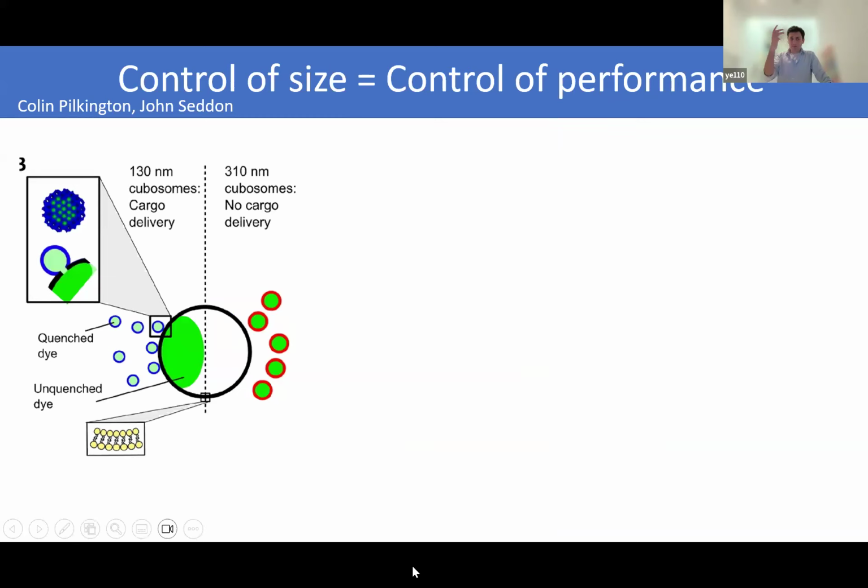So here's an assay that we run, very typical of the lab. We have these compartments with fluorescent cargoes inside. It can be DNA. It can be, in this case, actually just a fluorescent dye. And we basically measure how fusogenic they are, the ability of these particles to fuse with other membranes. So here we have a synthetic cell membrane, this black membrane, a micron scale compartment. And you see in this cartoon here, the small cubosomes, the 130 nanometer ones, fuse perfectly. The larger ones do not.